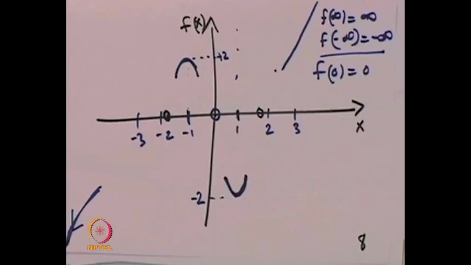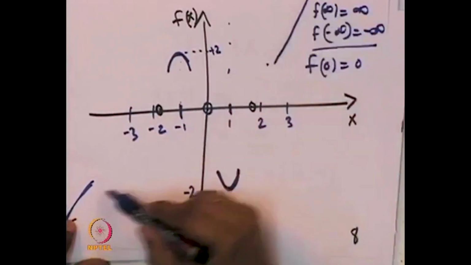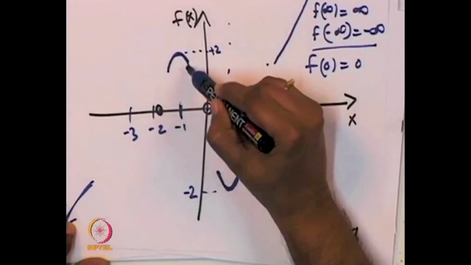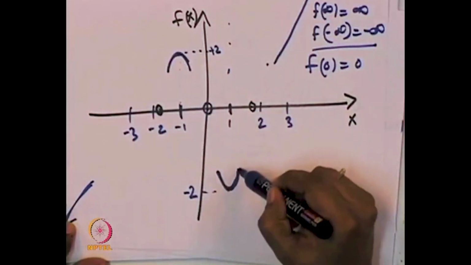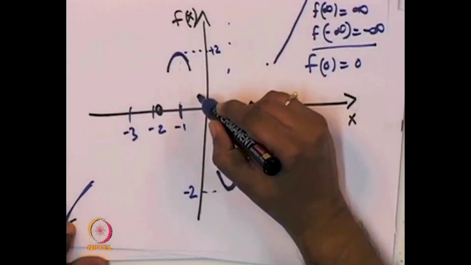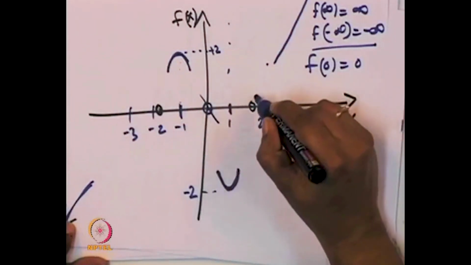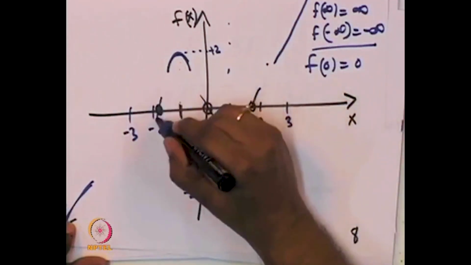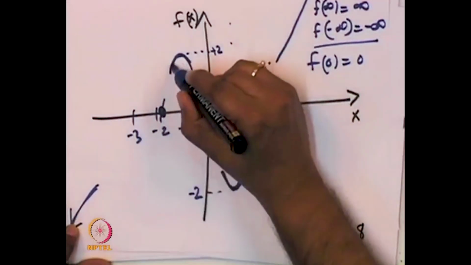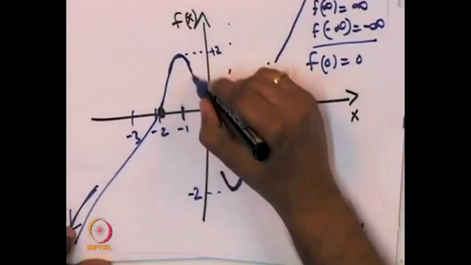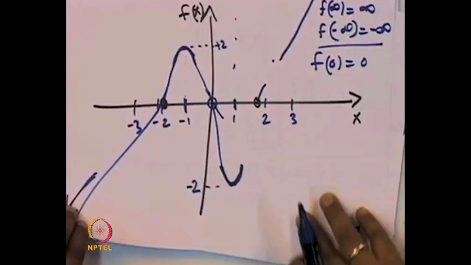We know that at the ends it goes like this, and we know that there is a maxima here and a minima here, and we know that it should go through 0 here, here, and here. So, if we join all this together smoothly, it should work. So, let us combine all this knowledge into a nice graph.